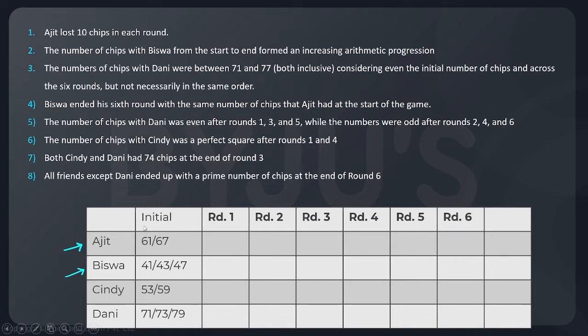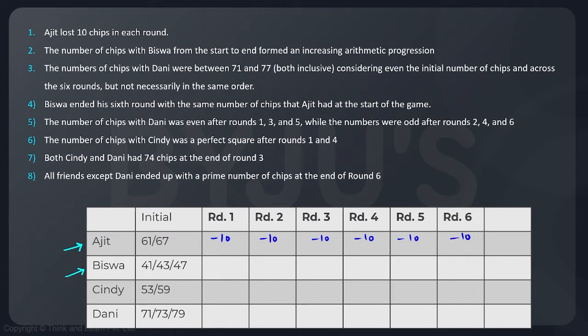So let's start filling them up using all of them. Ajit lost 10 chips in each round. So can I say he lost 10 chips here? He lost 10 chips here, minus 10 here, minus 10 here, minus 10 here, and minus 10 here.